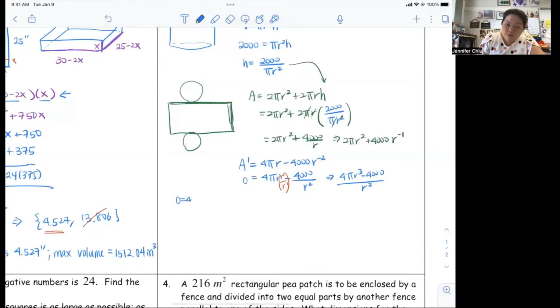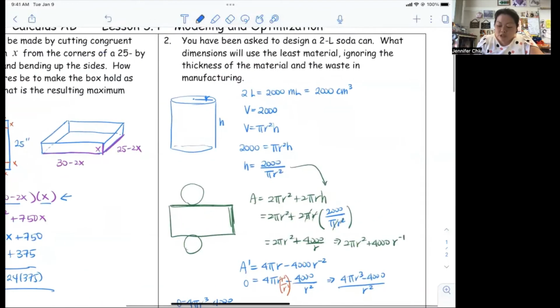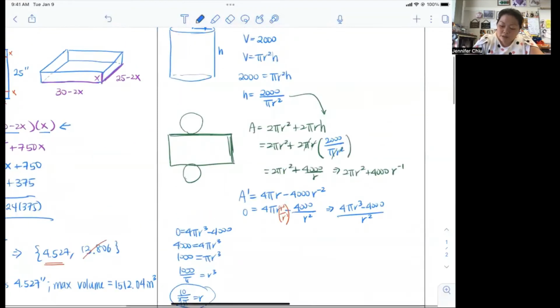So 0 equals 4 pi r cubed minus 4,000. So 4,000 equals 4 pi r cubed. 1,000 equals pi r cubed. 1,000 over pi equals r cubed. If I cube root everything, I get 10 over cube root of pi equals my radius. Okay, let's check the question. It says, what dimensions? So I need the radius and I need the height. Once I have the radius, I go back to this awesome formula that had the height, so I can figure out what the height is.